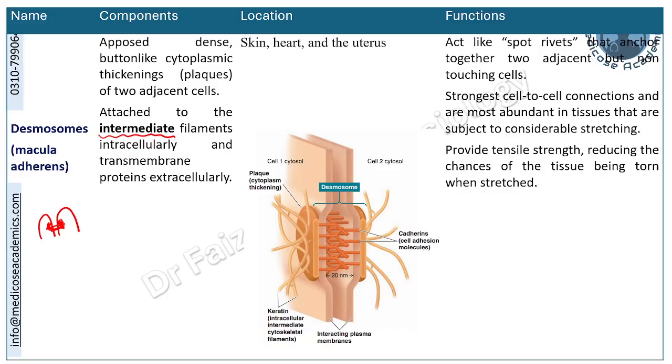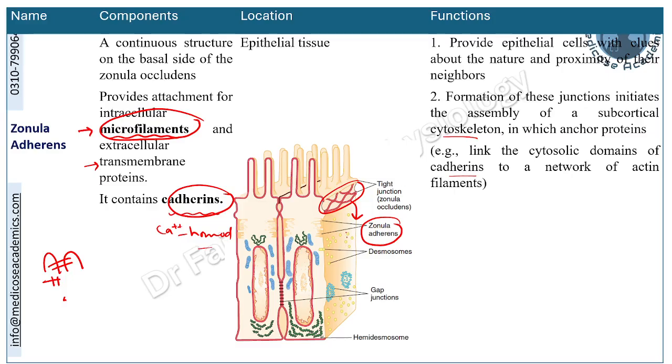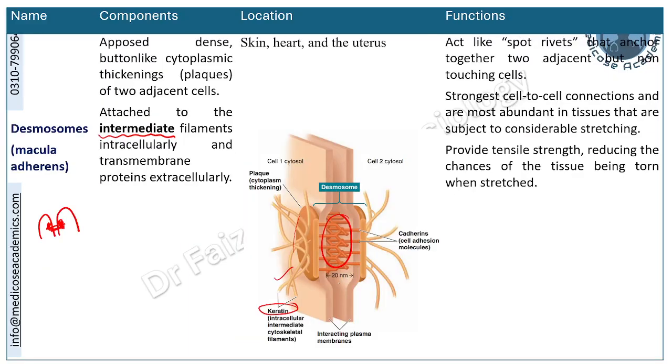So here you can see the button-like cytoplasmic thickenings of two opposed cells, and you can see the intermediate filaments attached over here. For example, keratin in case of epithelial cells. And here you can see the transmembrane proteins, and all in combination form the desmosomes, and desmosomes are even more basal to the zonula adherens. The most apical is the zonula occludens, under that the zonula adherens, and even basal to that are the desmosomes, and these desmosomes have transmembrane proteins and the intermediate filaments, whereas zonula adherens had cadherins and microfilaments.